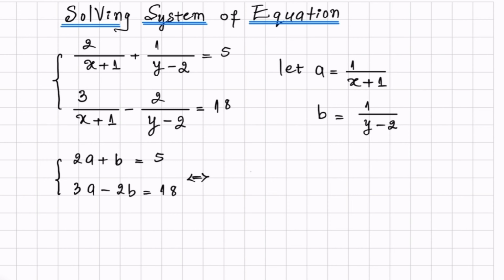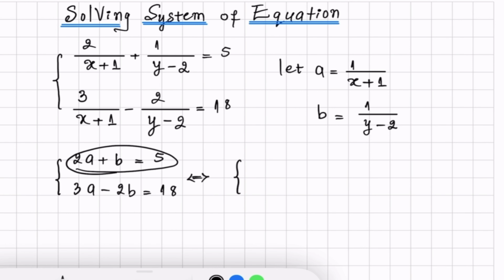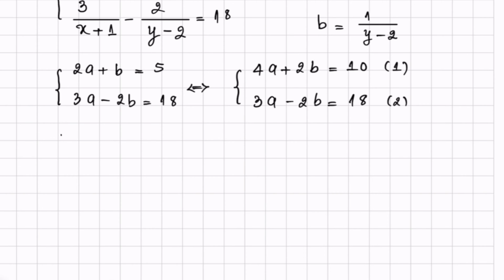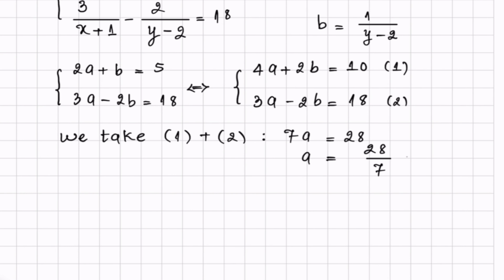And then what we have to do next, we can multiply the first equation here with 2. So we will get 4a plus 2b equal to 10, 3a minus 2b equal to 18. Equations 1 and 2, so we take 1 plus 2, which is 7a equal to 28. So then a, which is 28 divided by 7, equal to 4.